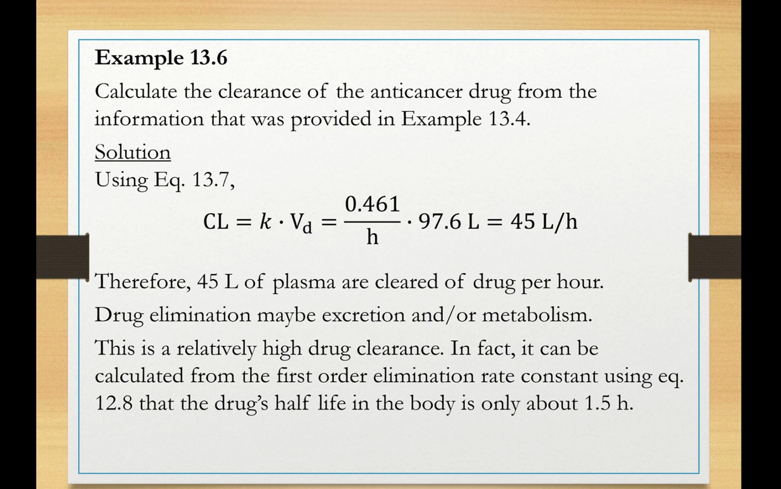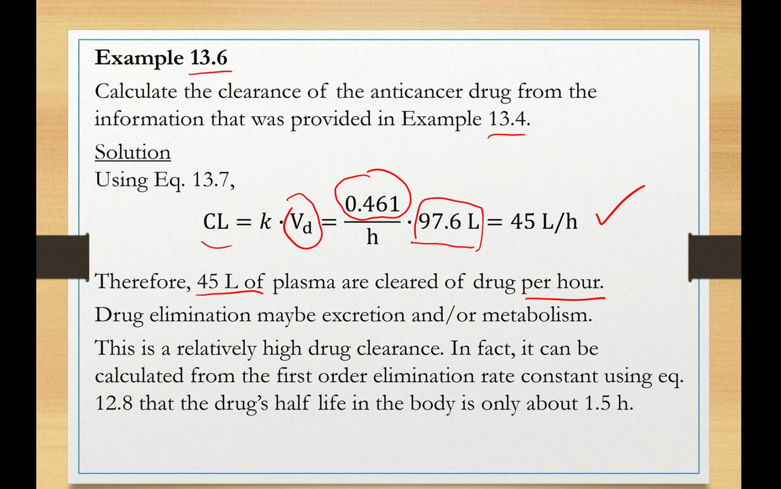Now let's see how to calculate drug clearance. So here in example 13.6, calculate the clearance of an anti-cancer drug from the information that was provided in example 13.4. So 13.4 is when we plotted the data and we have determined the VD being equal to 97.6 liters and the K was equal to 0.461. You see how easy it is? That's how we calculate clearance. That's amazing, right? So the clearance is 45 liters per hour. So therefore 45 liters of plasma are cleared of drug per hour.